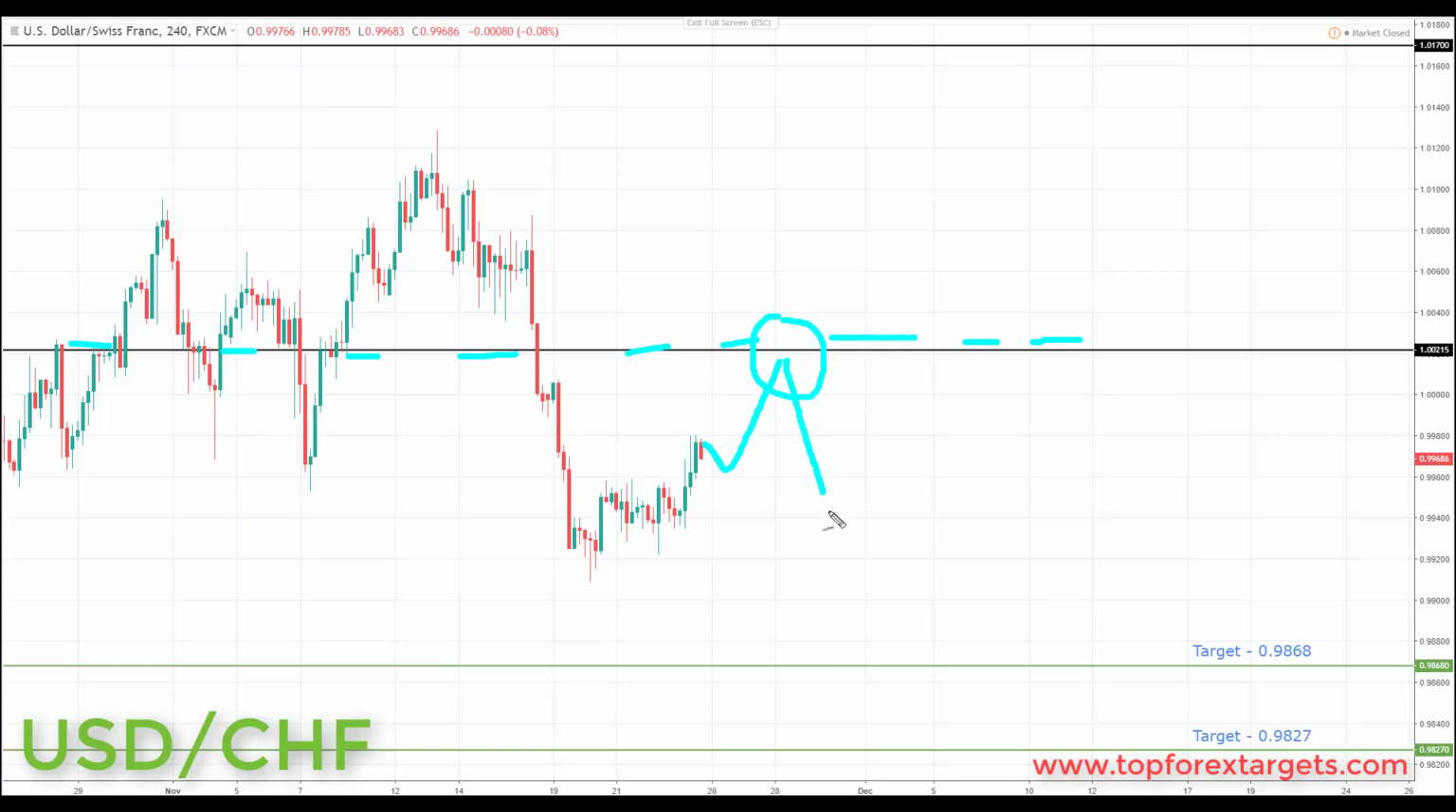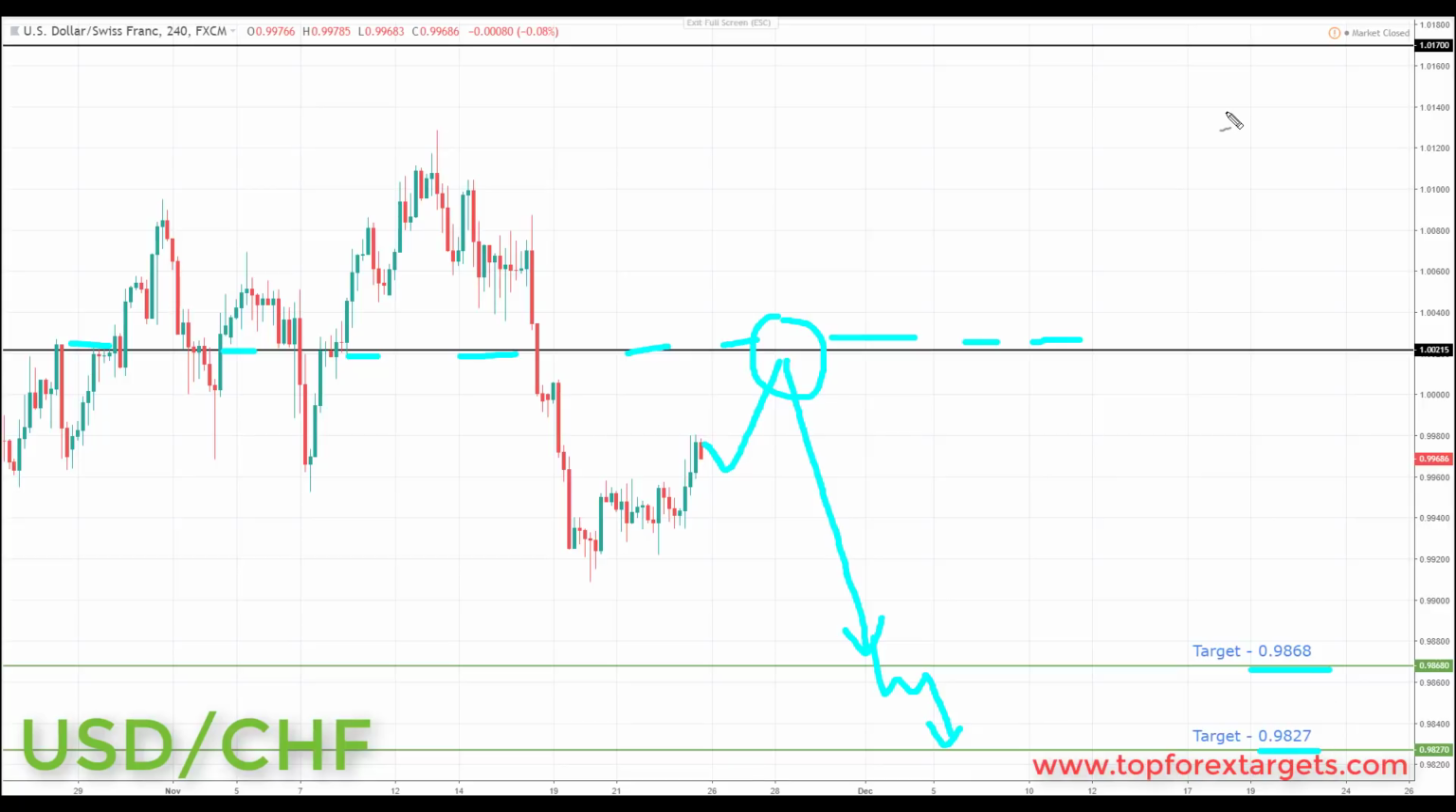And we're going to be looking down towards the next key area of support to the downside and the target set at the 0.9868. And if we get a break through here, we're going to be looking down towards the next key area of support to the downside and target 2 at the 0.9827.